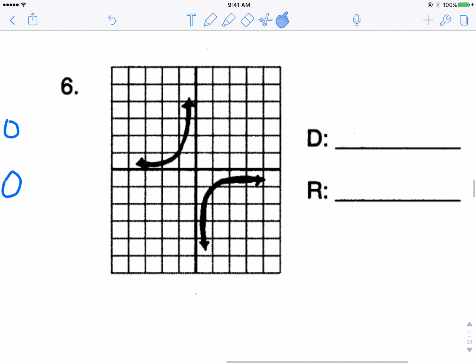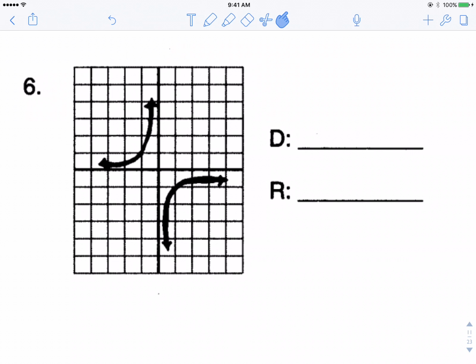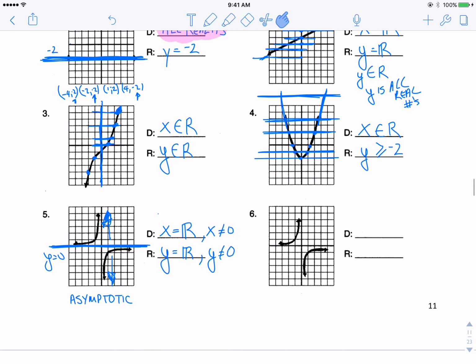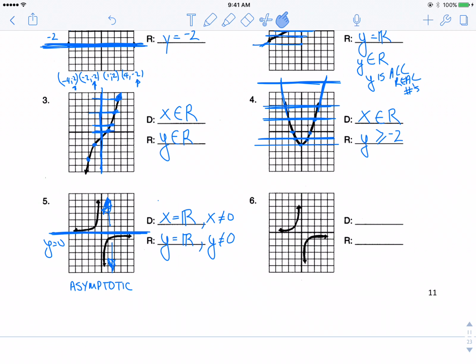And example 6. Again, oh, that's the same graph. I wonder if the graph in your book is the same as this. Well, then I'm sure it is. Then let's just skip it. I may have to show you a different one in class. All right, so we just skip this one because it's exactly the same.